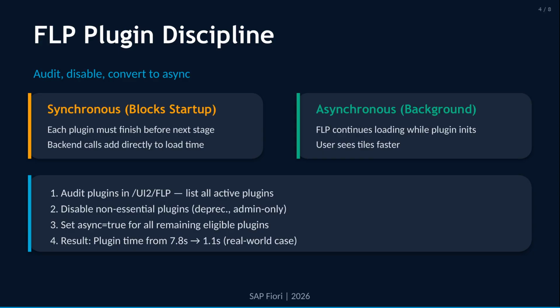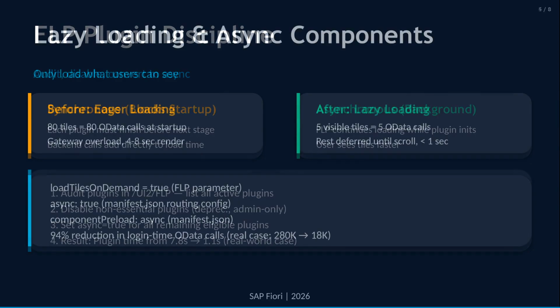For the plugins you keep, make sure they load asynchronously. SAP introduced the async plugin loading flag in S/4HANA 2020. Enable it. A plugin that loads synchronously blocks the entire startup chain. An async plugin loads in the background while the rest of the launchpad renders. The difference can be 2 to 4 seconds per synchronous plugin removed.